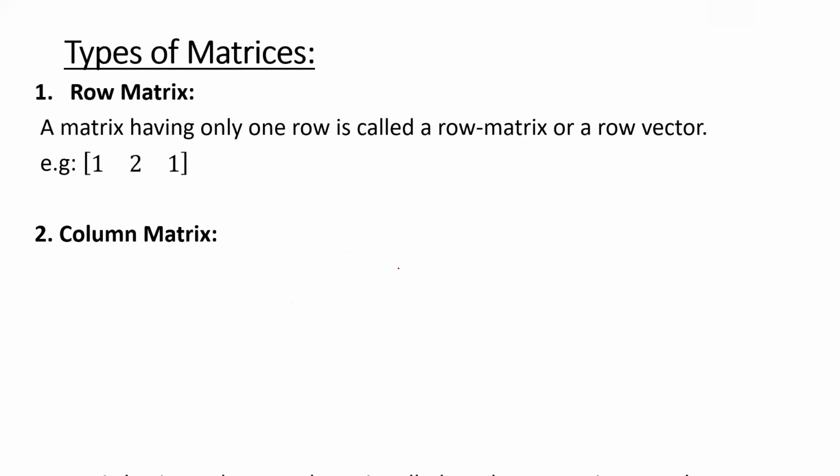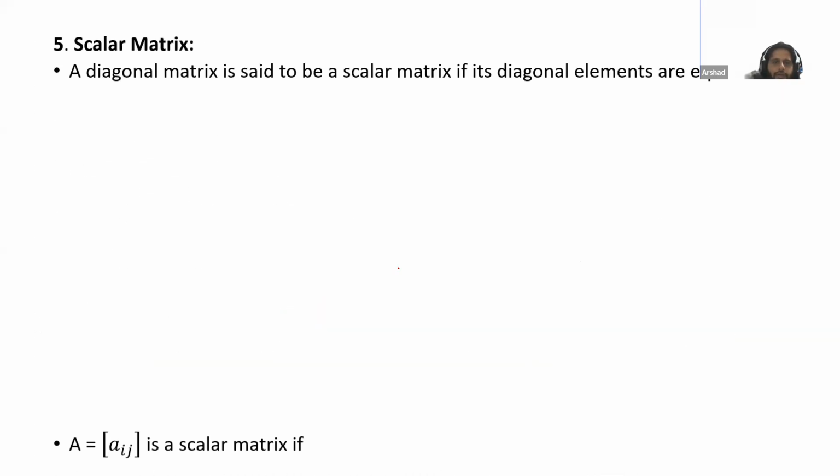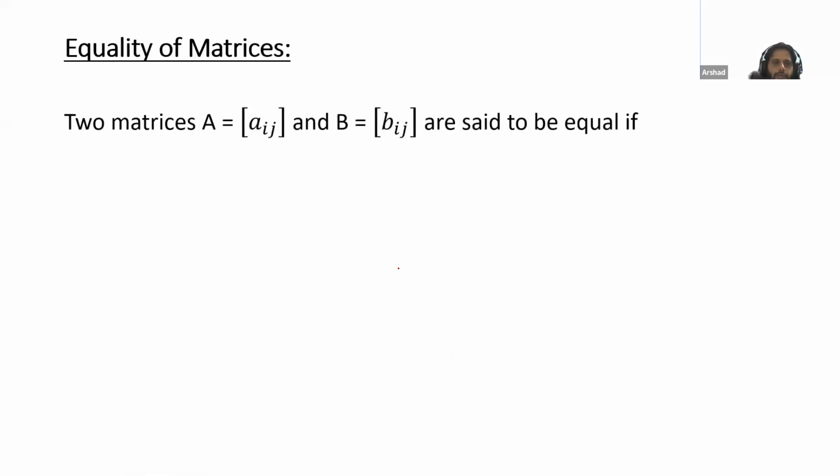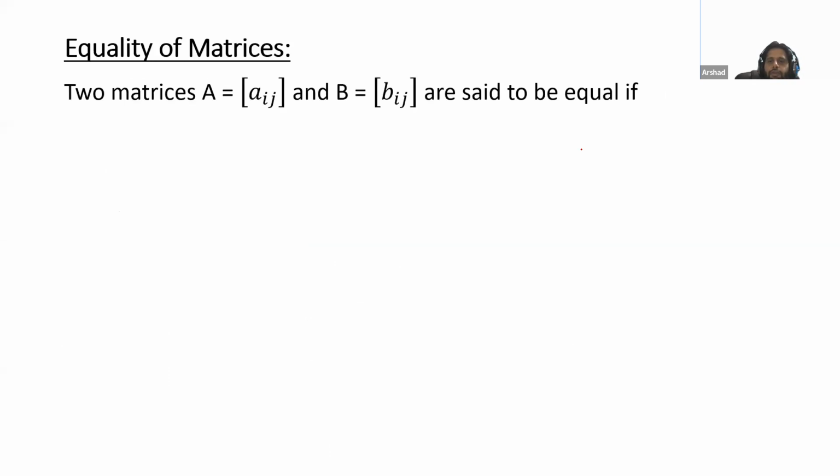So now the types of matrices we will do later on, because Rifat has already completed this in the last class. Now the next topic is equality of matrices. When will we say that two matrices are equal? There are two conditions for this. Two matrices A and B are equal. First is they are of the same order. So that means their orders should be the same.